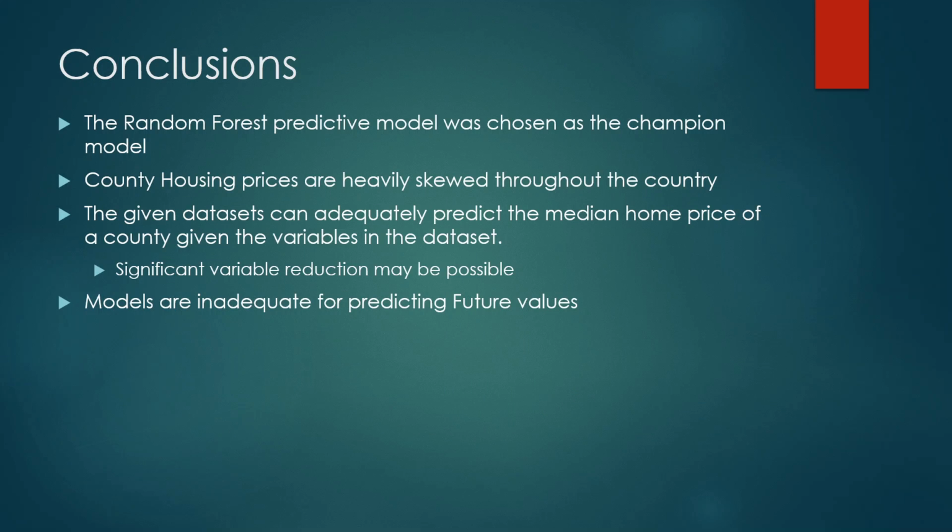All right, so we touched on the conclusions: the random forest model was the predictive model I would choose as a champion. Housing prices are heavily skewed throughout the country, and the given data sets are good at predicting housing prices inside this data set. The predictive models were very accurate, but they should not be used for forecasting, as there is definitely bias that's missing from this data.